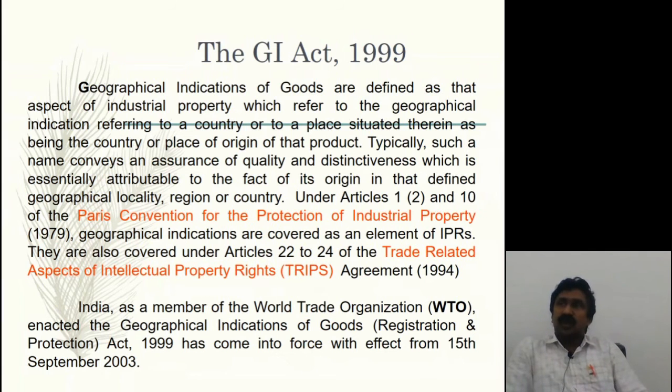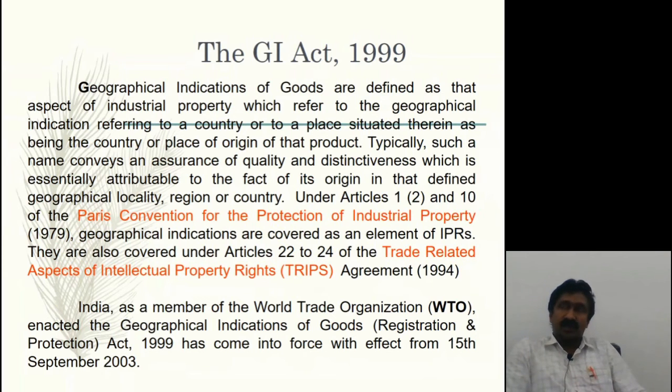Under Articles 1, 2 and 10 of the Paris Convention for the Protection of Industrial Property, geographical indications are covered as an element of IPRs, which means that is the convention. The Paris Convention gave geographical indication protection in 1979. They are also covered under Articles 22 and 24 of the Trade-Related Aspects of Intellectual Property Rights, that is the TRIPS Agreement of 1994. So TRIPS 1994 under Articles 22 and 24 also gives protection for geographical indications.